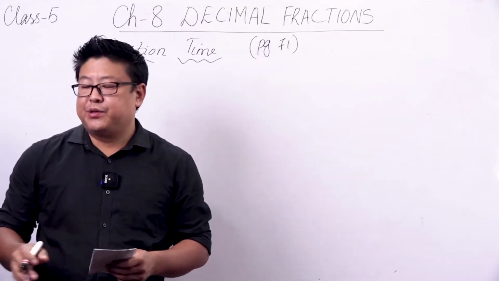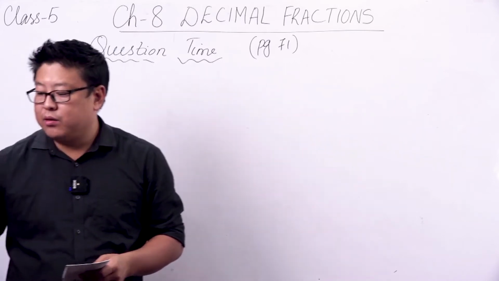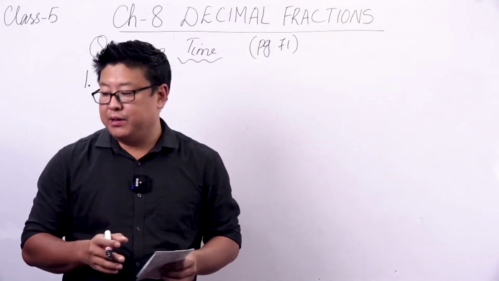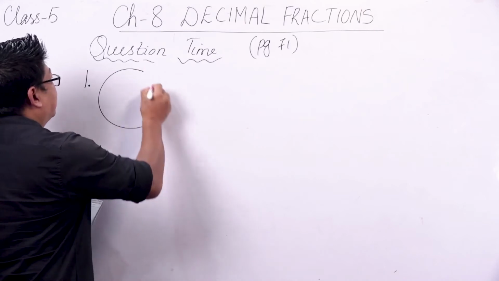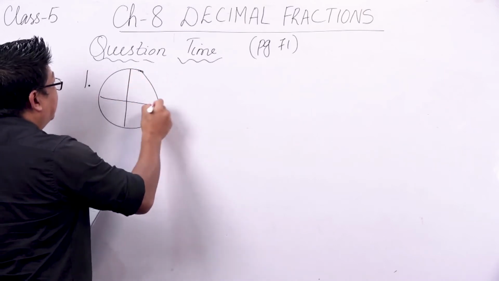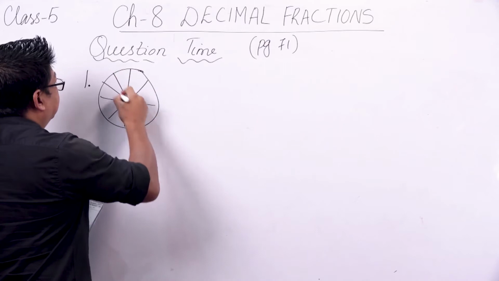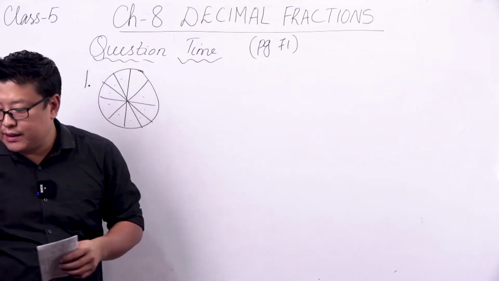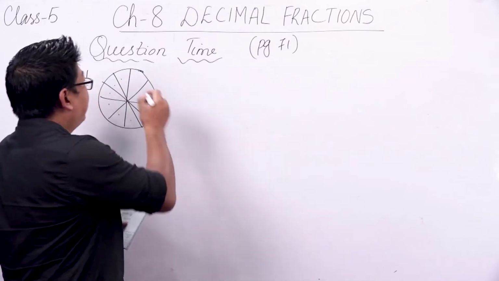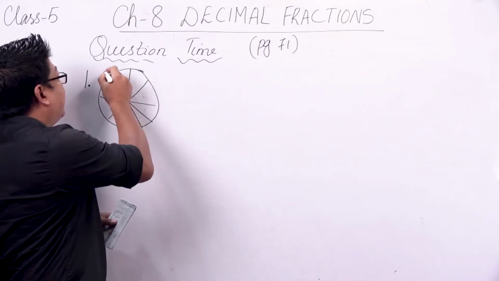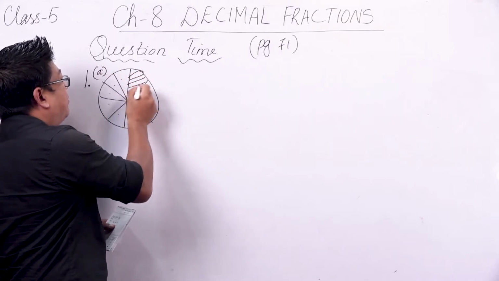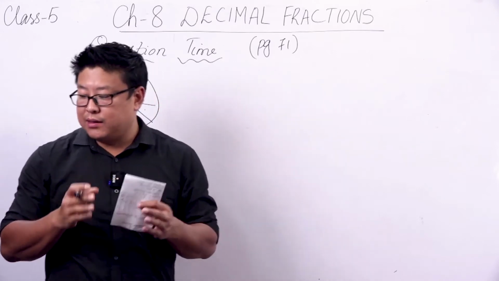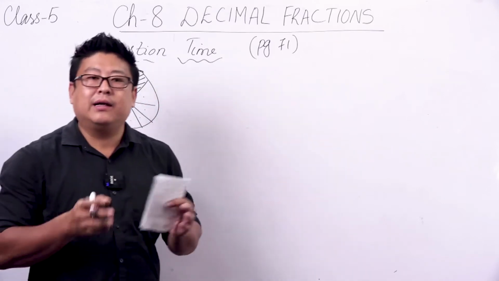In the first question, you see, write the colored part or parts of the shapes both as a decimal fraction and a decimal. So the picture given is the same as the example that we did. So 1, 2, 3, 4, 5, 6, 7, 8, 9, 10. They have given us 10 parts. And in the first question, that is A, only one part is shaded. They are asking us to write this as a decimal number and a decimal fraction.